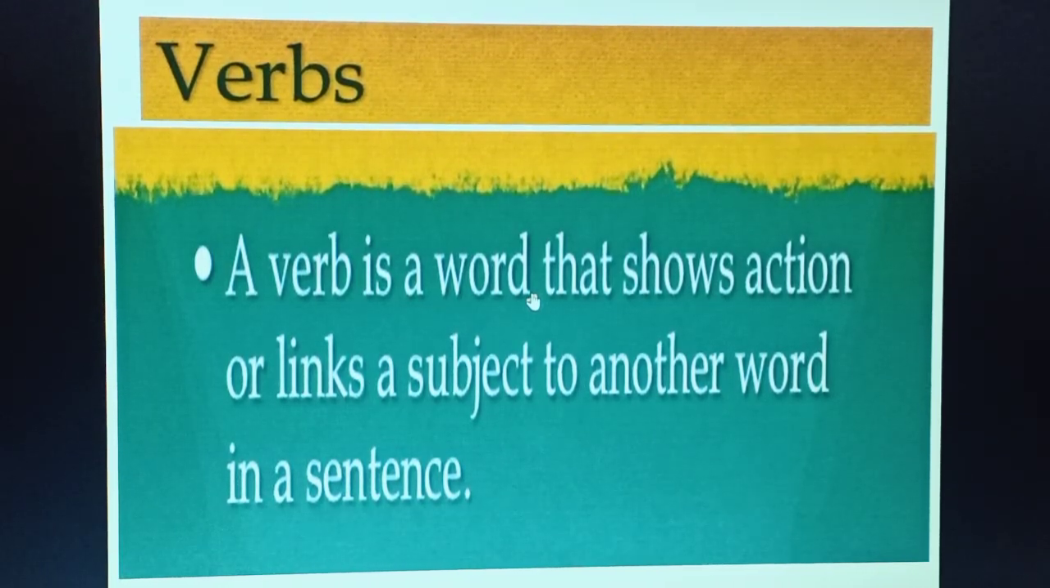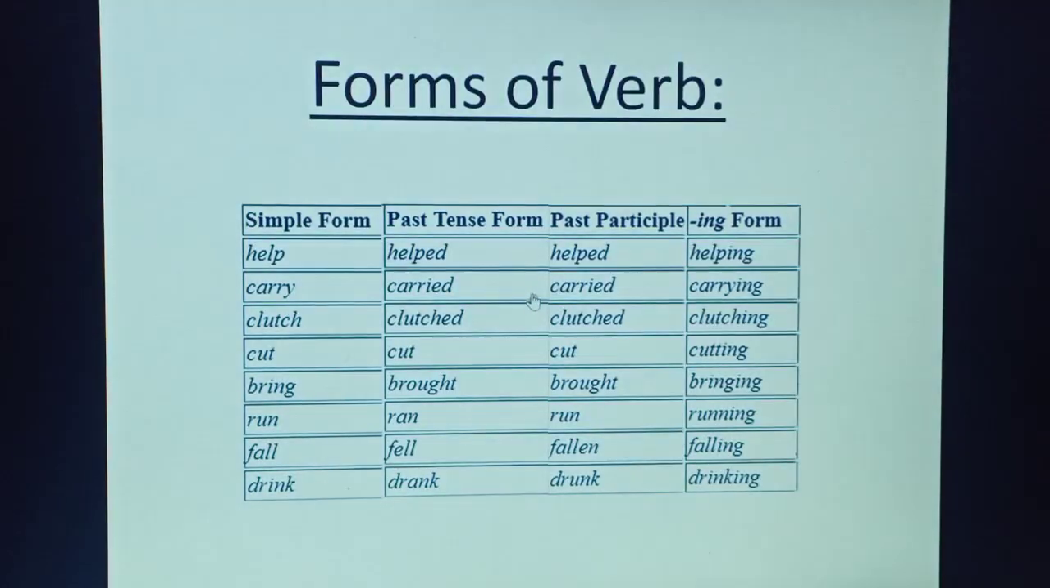So what is a verb? A verb is a word which denotes action, possession, state of being and can also act as a noun and an adjective, etc. We can say a verb is a word that shows action or links a subject to another word in a sentence, right? So, a verb is an integral part of a sentence. There may be sentences without a subject or an object, but not without a verb.